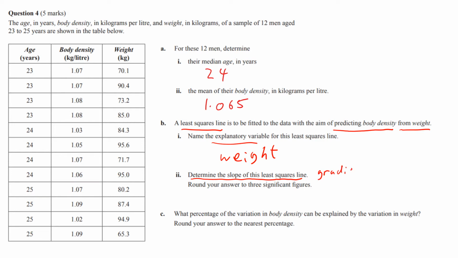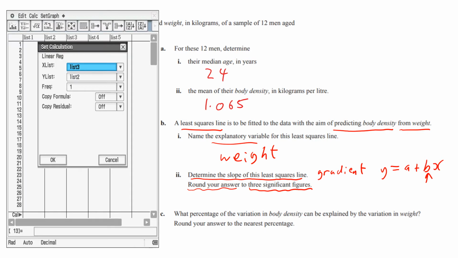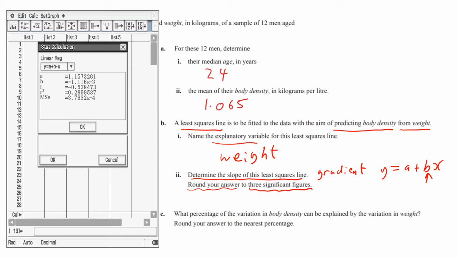Next one says determine the slope of the least squares line, otherwise known as the gradient. And you should have your calculator set to y equals a plus bx. So we're looking for the b value, and it does say round the answer to 3 significant figures. This could be a little bit tricky. So grabbing my data, I had to be careful because my x list, which is the weight, is actually list 3, and my y list is list 2. So very important that you're getting that part right. And then I come up with my b value, and they do this to annoy people.